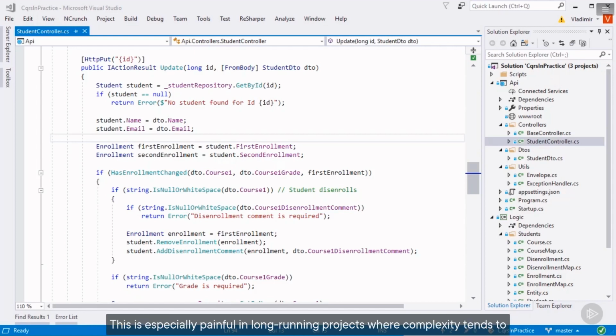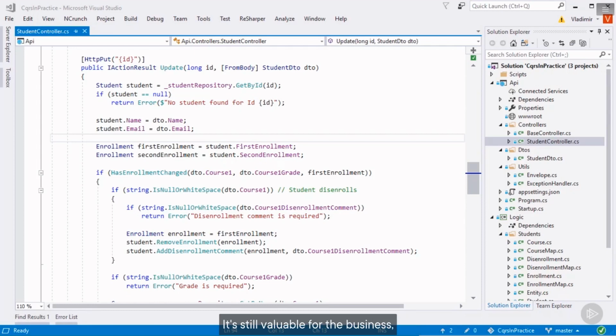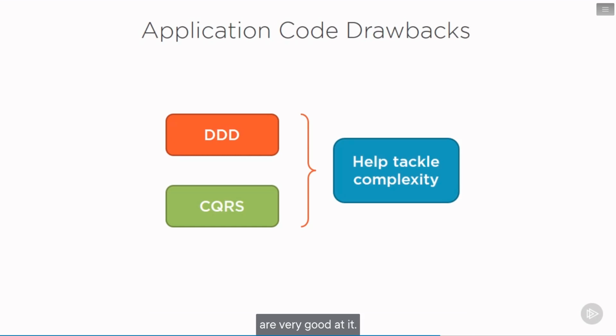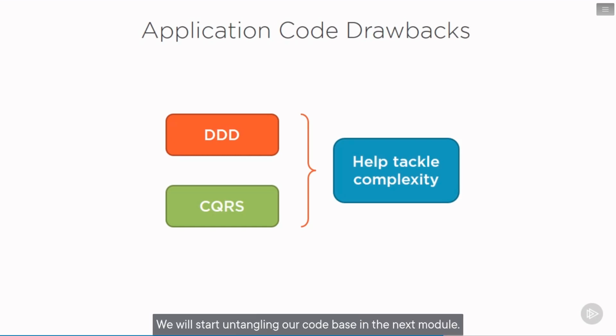This is especially painful in long-running projects, where complexity tends to pile up over time and at some point becomes so immense that the whole application moves to the category of legacy applications. It's still valuable for the business, but no one dares to touch it, as every modification is likely to introduce new defects. It's important not to allow such a growth of complexity, and domain-driven design in general, and CQRS in particular, are very good at it. We will start untangling our codebase in the next module.